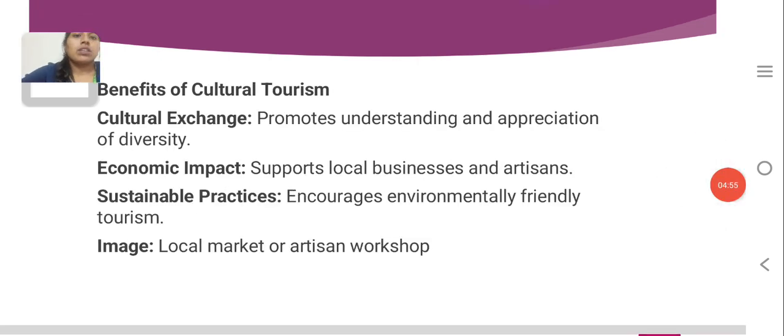What are the benefits of cultural tourism? The first one: cultural enrichment, economic impact, sustainable practice. Cultural enrichment promotes understanding and appreciation of diversity. Economic impact supports local businesses and economies. Sustainable practice encourages environmentally friendly tourism. These are called benefits of cultural tourism.